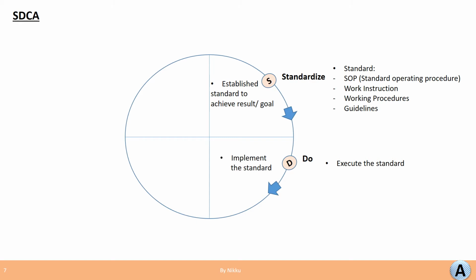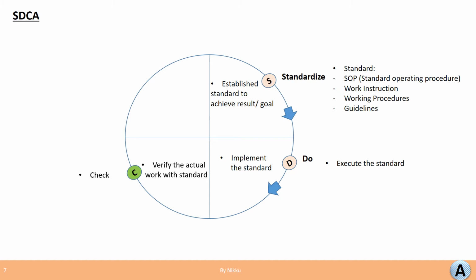The third phase is C, check. Check means verify the actual work against the standard. That means check the result. In the S phase, we have the standard by using which we aim to achieve the desired result or goal. In the do phase, we implement the standard. In the check phase, we check the result.